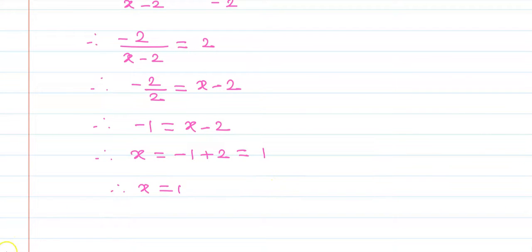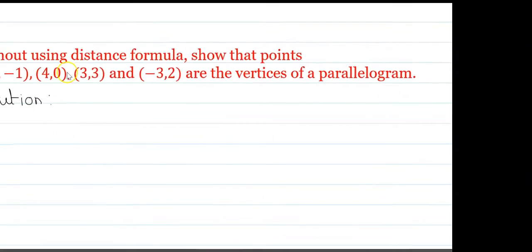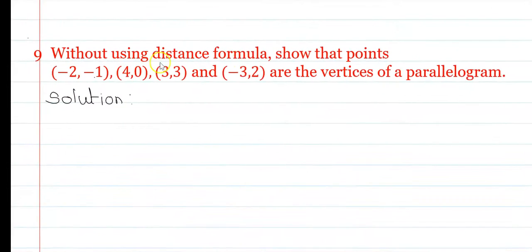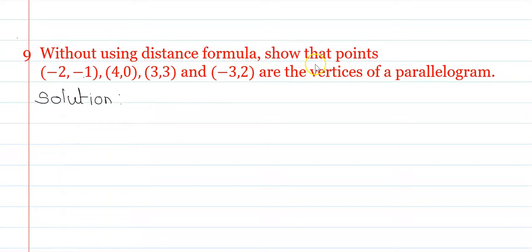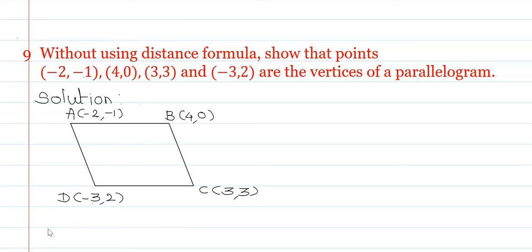Now the next problem. Question number 9. Without using distance formula, show that points (-2, -1), (4, 0), (3, 3) and (-3, 2) are the vertices of a parallelogram. Okay. Now here we will first of all draw the figure. These are the vertices A, B, C, D.